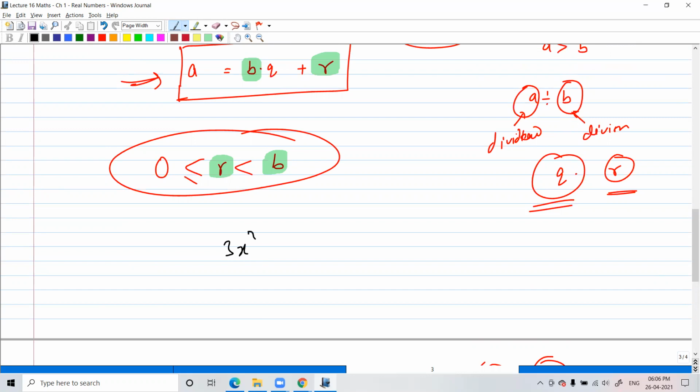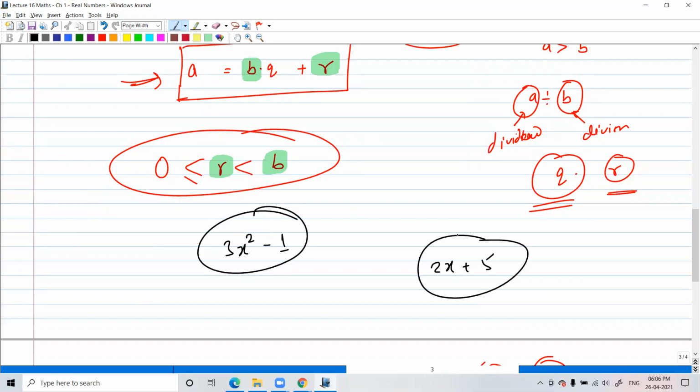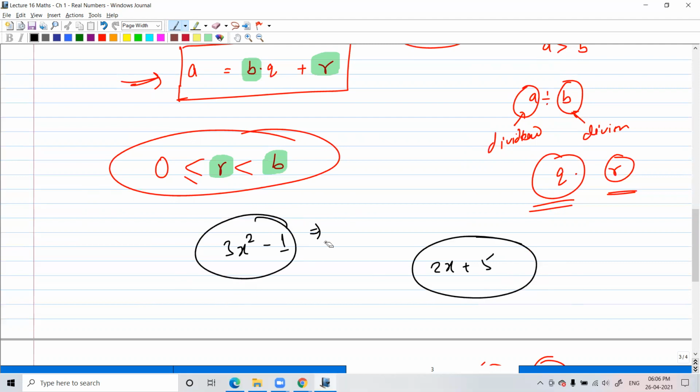If I tell you 3x square minus 1 and I tell you another polynomial 2x plus 5, can you tell me which one is bigger or which one is smaller? You can't tell, no, because they don't have any fixed value. Their value depends on x. So if I put x equal to 1 here, this will become something. If I put x equal to 100 here, this will become something else. So how can I compare them? So polynomials, we cannot compare which polynomial is greater and which is smaller. This is not a right comparison because they don't have any fixed values. Did that make sense? Yes, sir.